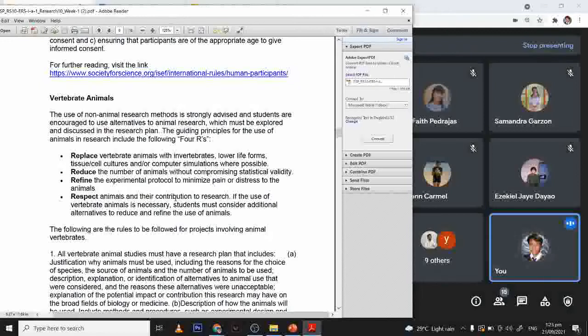And respect. Remember, animals have lives, so they must also be respected. They must recognize their contribution to research.